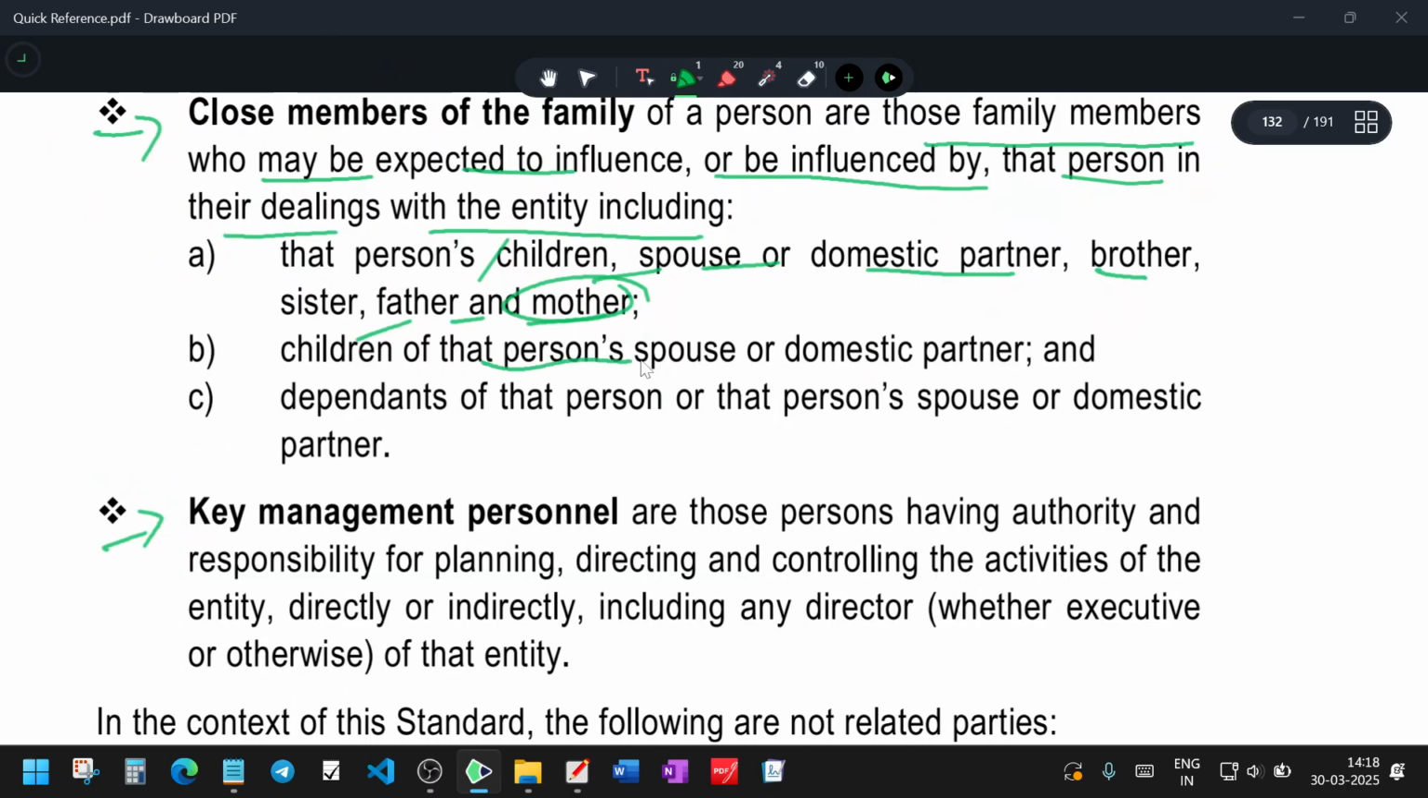The children of the person's spouse or domestic partner. So if they give to my child, that is also a dependant of the person or of the person's spouse or domestic partner.